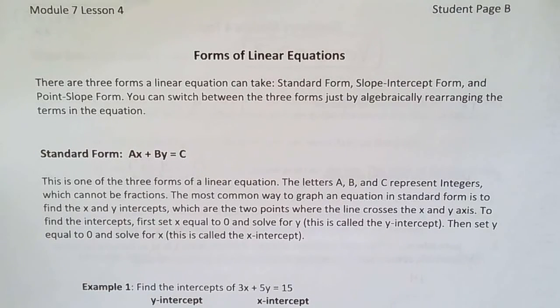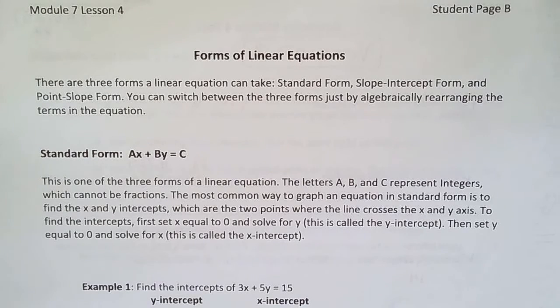Because we have four big topics, I guess, in Module 7. We have slope, which we already did. We have writing the equation of a line, which we did in the last lesson A. And then we have graphing lines, and then we have solving equations. So those are our four big things for Module 7. So this is kind of tying everything together that we've learned so far.